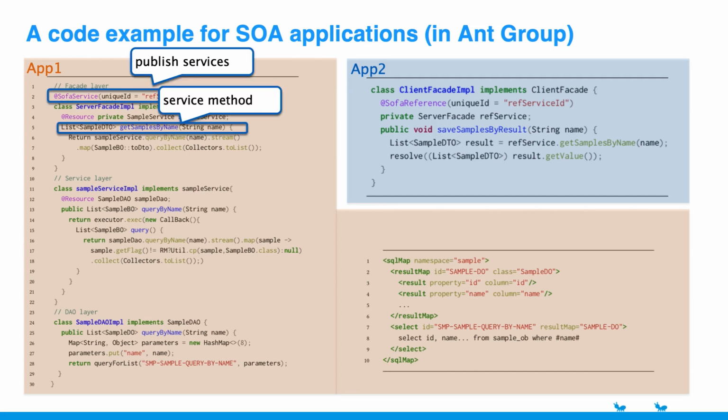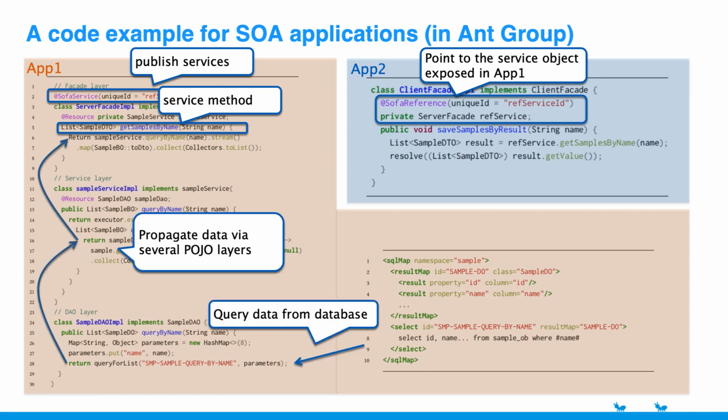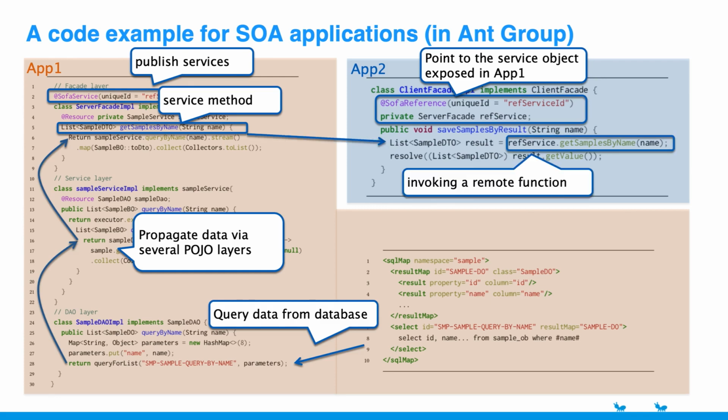In the figure, app 1 defines a class with the SOA service annotation, declaring that here is a service object. Other applications can refer to it and invoke its methods. App 2 defines a variable with the annotation SOA reference. It points to the service object in application 1. App 1 queries data from the database, then propagates it through several POJO layers, and according to the remote function call, the data finally arrives at app 2.